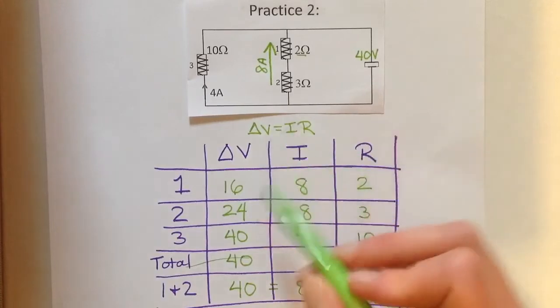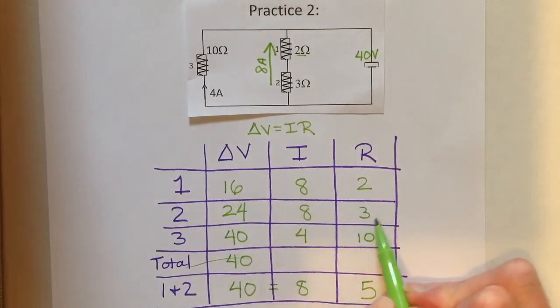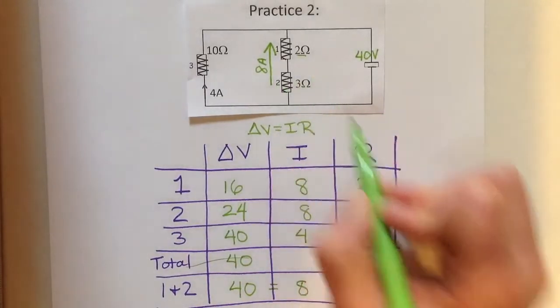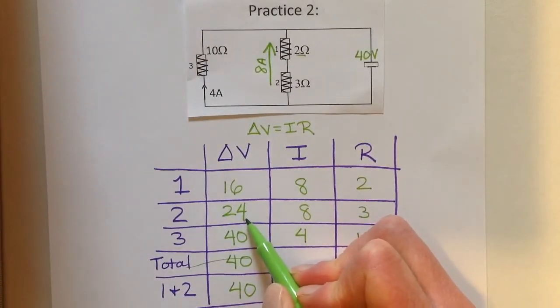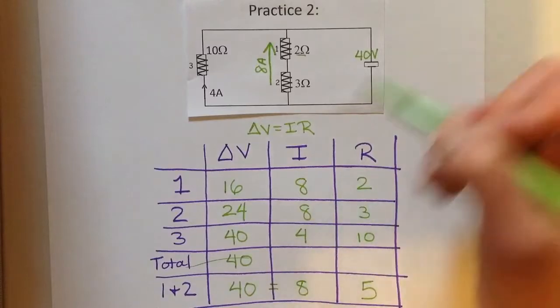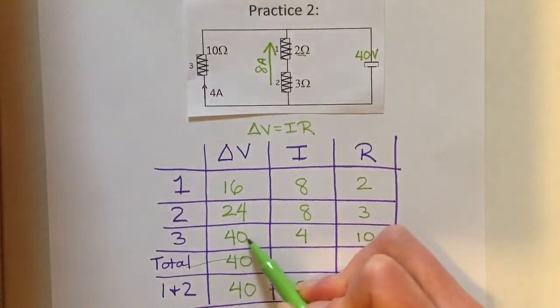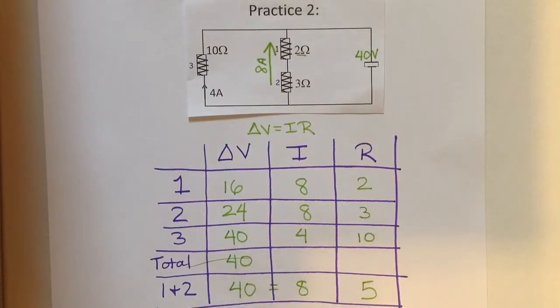The other thing to notice is that when we had a bigger resistance, resistor 2 has a resistance of 3, we are going to lose more voltage. And that makes sense as well. It's harder to get through that resistor. It has a higher resistance, and so it's going to take a little bit more energy out of those electrons as they're flying through our circuit.